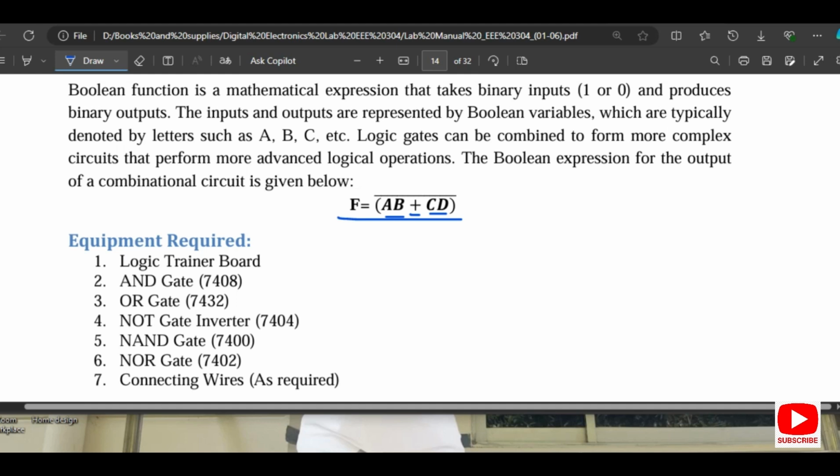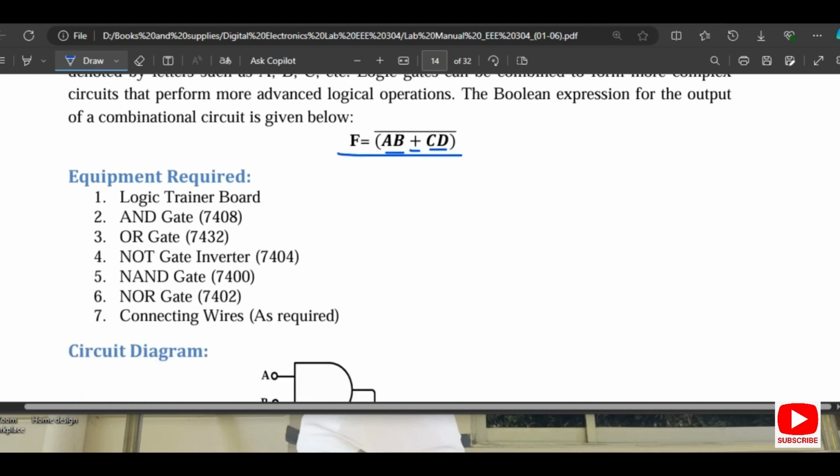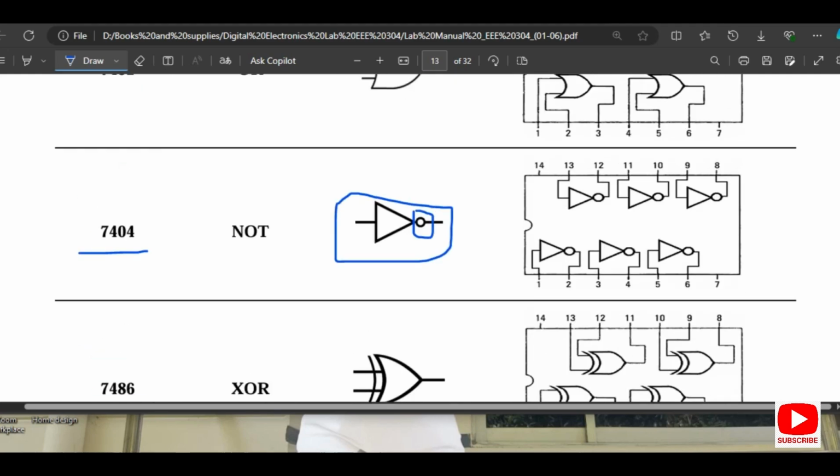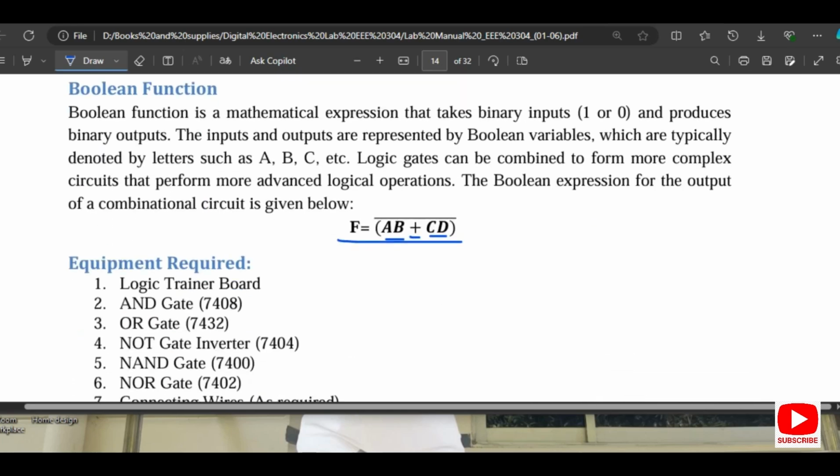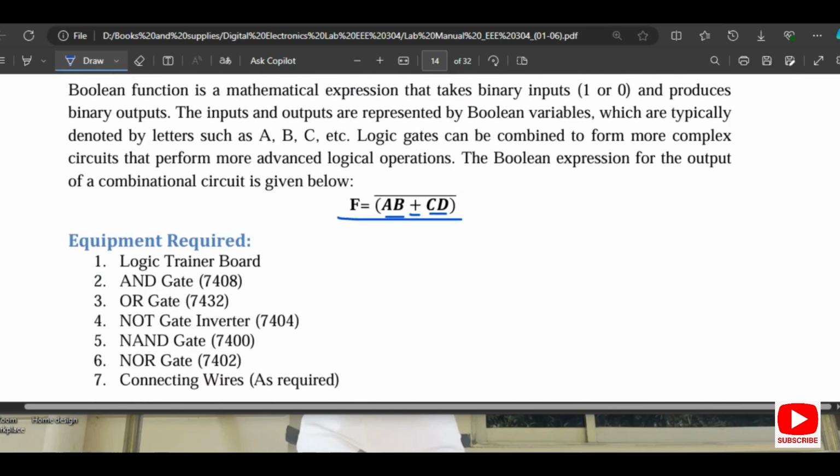If the output is 1, then it has to be inverted to 0, and if the output is 0, then our final output will be inverted and we can get 1. Okay, so first of all, here we can see the addition and multiplication. For multiplication we use AND gate, and the IC number of AND gate is 7408. You can see from here the AND gate IC number 7408, and we have to use OR gate for the addition. The IC number of OR gate is 7402, sorry, 7432.